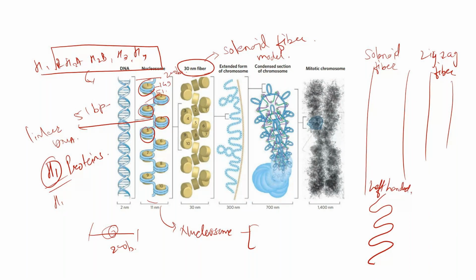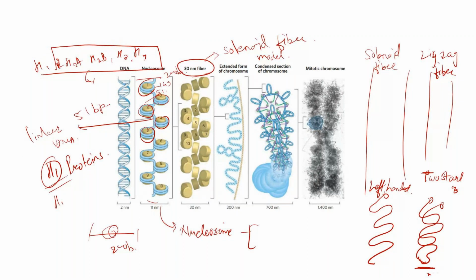Okay, and here in zigzag fiber there are two starts of helix. So there will be two nucleosomes like this, and they are again interwound. So this 30 nanometer fiber is called zigzag fiber if there are two starts of helix, and if it is only one start of helix and left-handedly twisted, it is called what? It is called solenoid fiber or solenoid model. Most of the organisms follow the solenoid model.